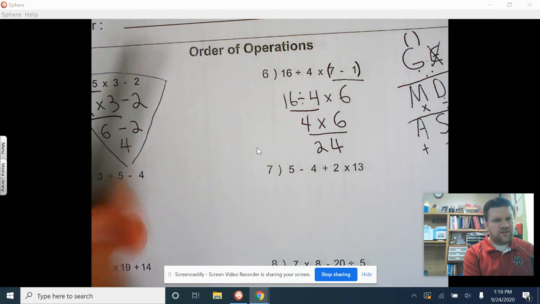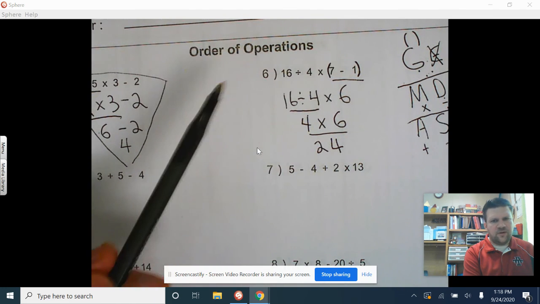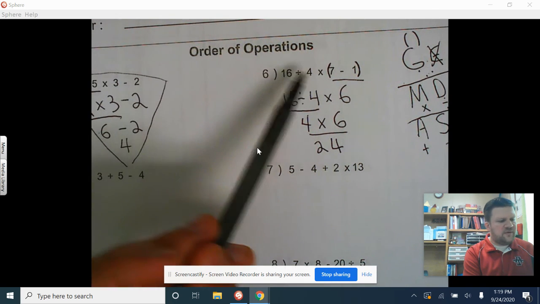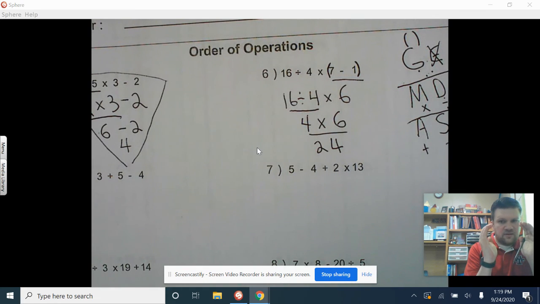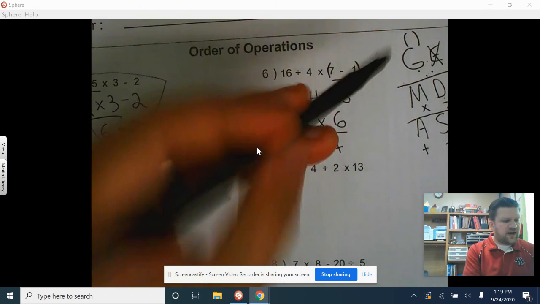Okay, so notice how much the parentheses changed it. And again, you're not going to be drawing any parentheses on there, only if they show up in the problem. Parentheses say, this is really important, so you should do this part first. Then you go through and do the multiplication and division left to right, addition and subtraction left to right.